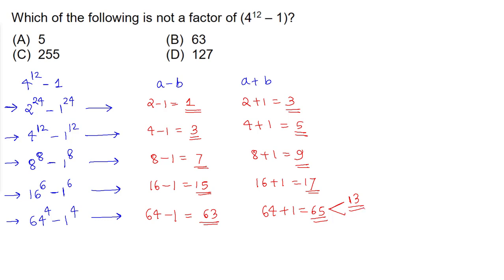Okay, likewise we can list down all the factors. Let's list it down more. Okay, which other ways can we write this number? Let's have a look at it. Can we write it as 256? 4 to the power 4 is 256 to the power 3 minus 1 to the power 3.